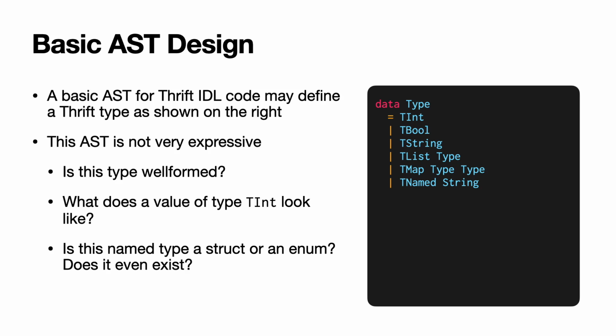While this implementation certainly gets the job done, it is not very expressive. In particular, it doesn't tell us anything about whether the type we're looking at is well formed. It doesn't tell us what a valid value of a given type should look like. And we don't even know if some named type is a struct, an enum, a type alias, or it may not even exist at all.